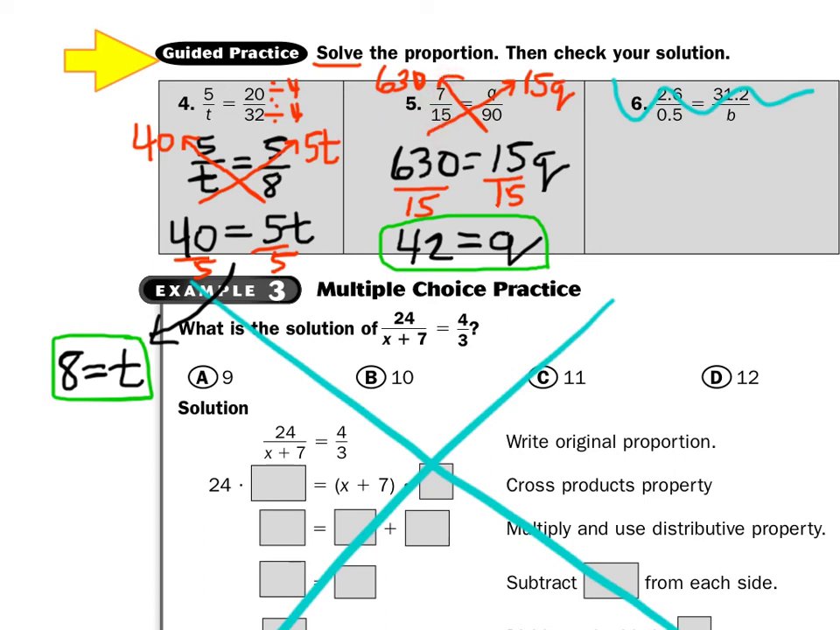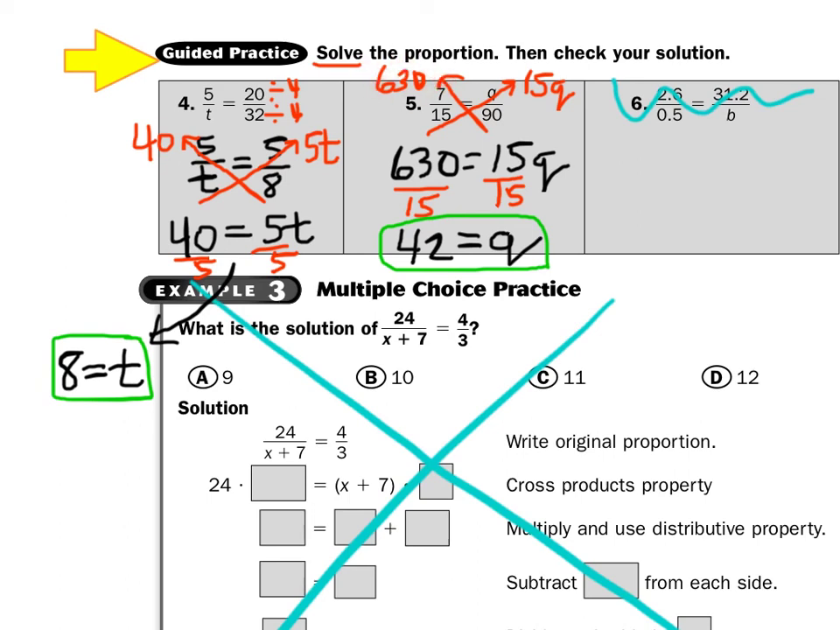Take a look at number 5. 7 over 15 equals q over 90. Well, I can't reduce the 7 over 15, so I'm just going to do the cross products. So let's start at the 15 and shoot the arrow across. 15 times q gives you 15q, and then start at the 90 and shoot the arrow across. 90 times 7 gives you 630.